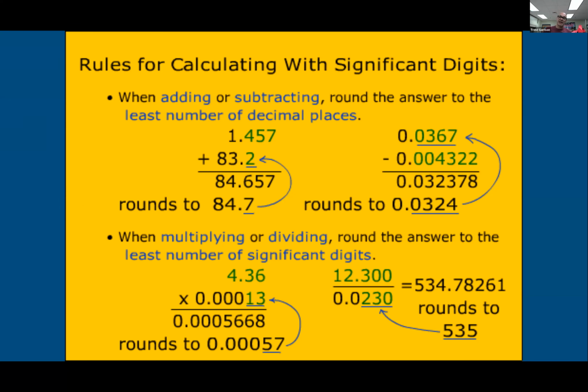In the second example, there's a division problem. 12.300 has five significant figures. The zeros at the end are significant because there is a decimal. 0.0230 only has three significant figures because the zeros in front are not significant. The zero at the end is significant because there is a decimal. I will only be allowed to use three significant figures. So that 534.7 rounds to 535.